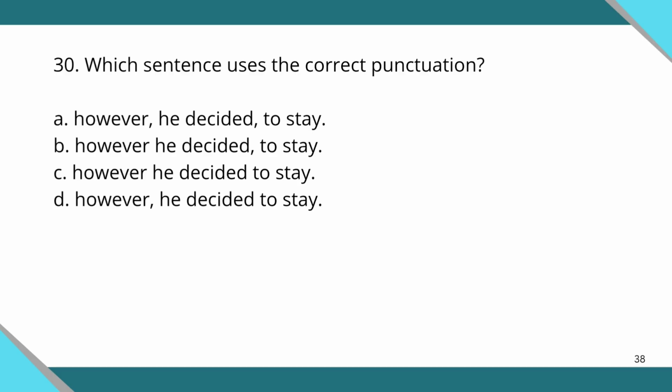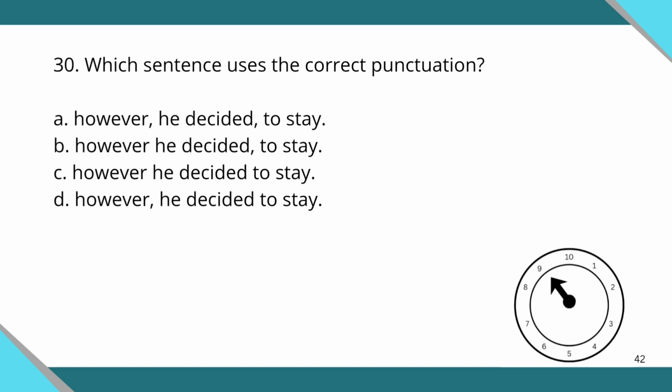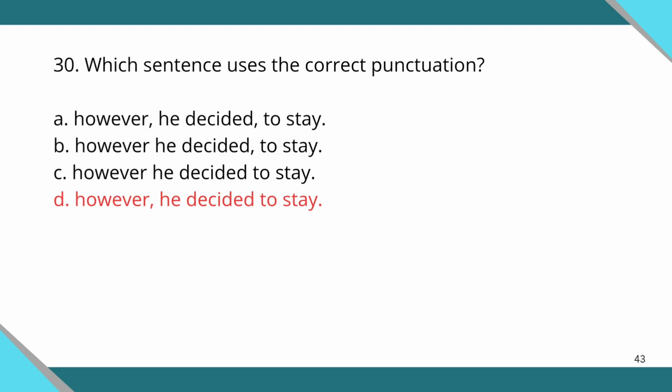Question number 30. Which sentence uses the correct punctuation? Letter A. However, he decided to stay. Letter B. However, he decided to stay. Letter C. However, he decided to stay. Letter D. However, he decided to stay. The correct answer is D. However, he decided to stay.